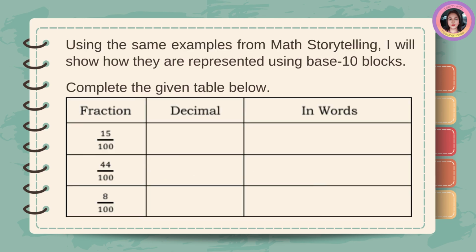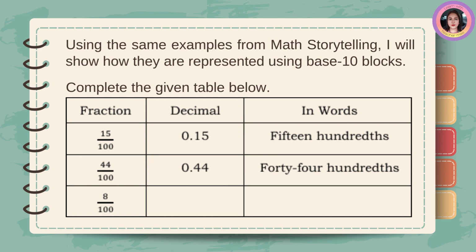Using the same examples from math storytelling, I will show how they are represented using base 10 blocks. Complete the given table below. Fraction 15 hundredths, decimal 0.15, in words 15 hundredths. Fraction 44 hundredths, decimal 0.44, in words 44 hundredths. Fraction 8 hundredths, decimal 0.08, in words 8 hundredths.